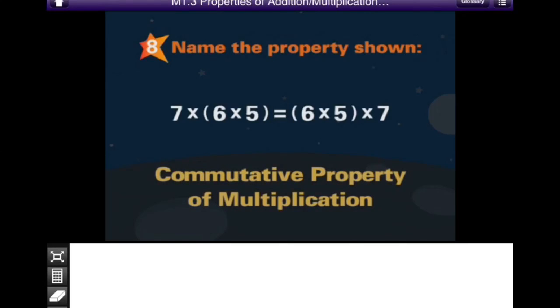Well done. Okay, how many of you thought that was associative just because it had parentheses? That's a common mistake that a lot of people make. But really, this is the commutative property because the 6 times 5 moved in front of the 7. But the numbers inside the parentheses, 6 times 5, stayed the same. So that's why it's the commutative property of multiplication.